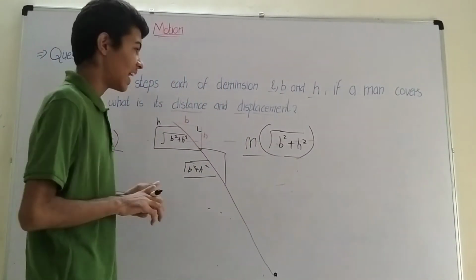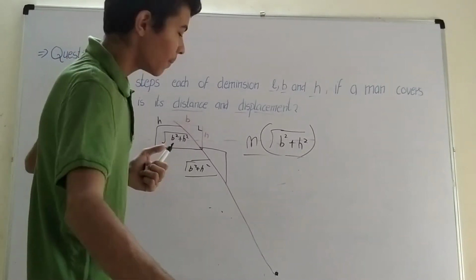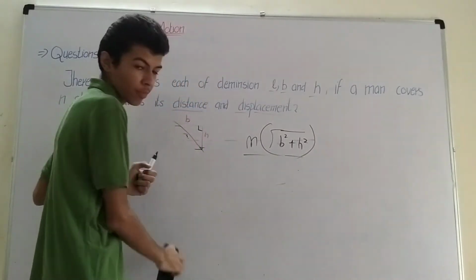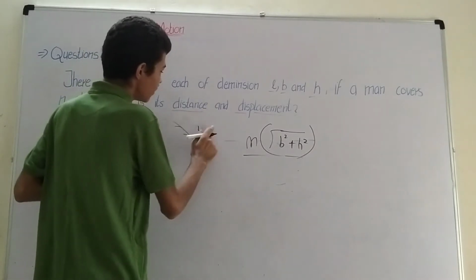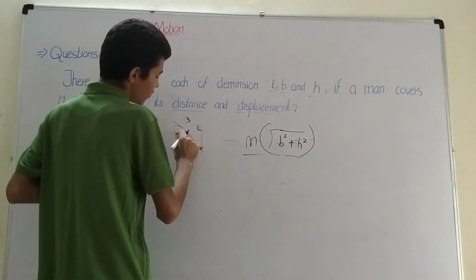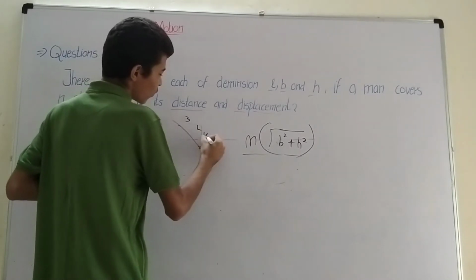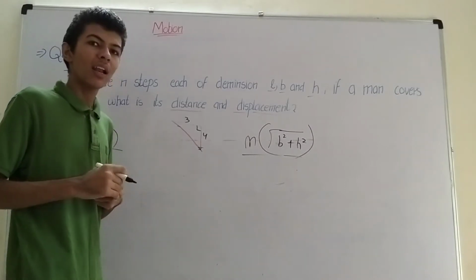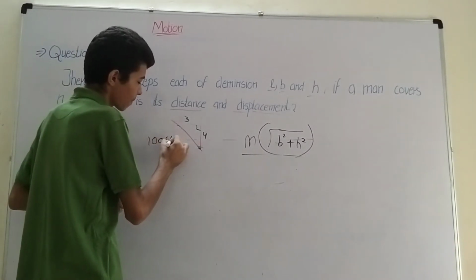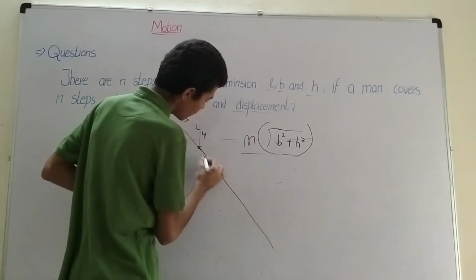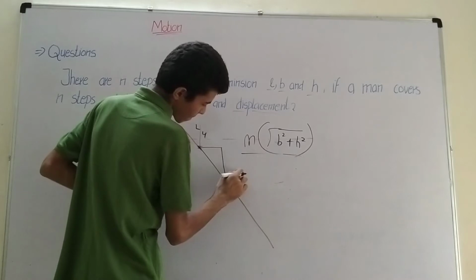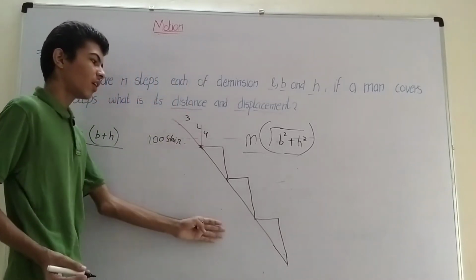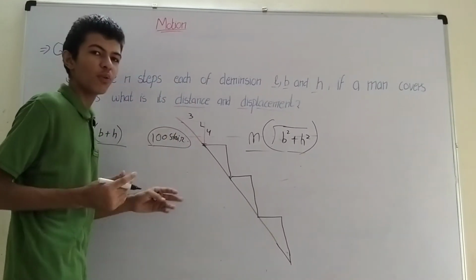So what if the question, instead of giving the variables, said that b is 3 centimeter and h is 4, and an ant crawls around this. So find the displacement if it crawls. Let's take 100 stairs. We have drawn 4, but in total we have to take up 100 steps. That would be impractical to draw.